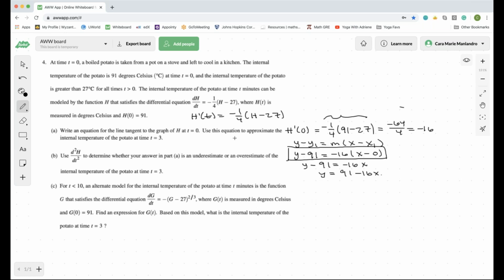All right, and then the rest of the question, use the equation to approximate the internal temperature, so we can just use our equation. So let's see, so y is equal to 91 minus 16 times 3. So that's 91 minus 48. And again, remember, you do not have to simplify this year. Or any year, actually. Okay. Does anybody have any questions on part A?